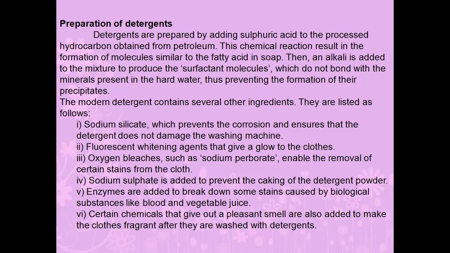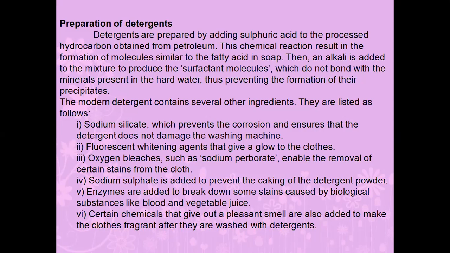Sodium silicate prevents corrosion and ensures that the detergent does not damage the washing machine. So sodium silicate is added to a detergent so that it does not damage the washing machine. To keep the washing machine from corroding, sodium silicate is used when making the detergent.